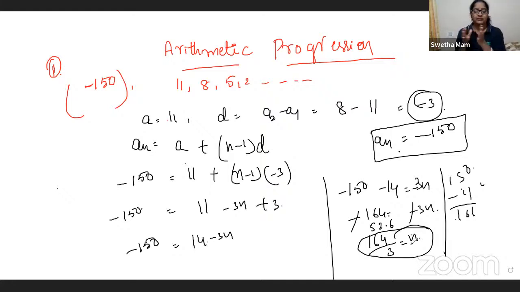Whether it is the 9th term or 10th, 11th, 12th, we have to get a whole number. But here we are getting a fraction. So we can say that minus 150 is not there in the sequence, the arithmetic progression. Got it? And next question.